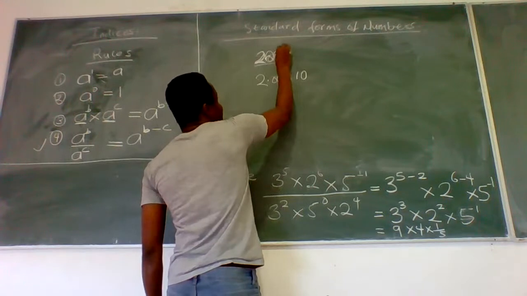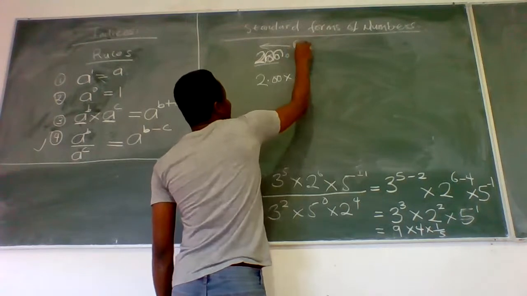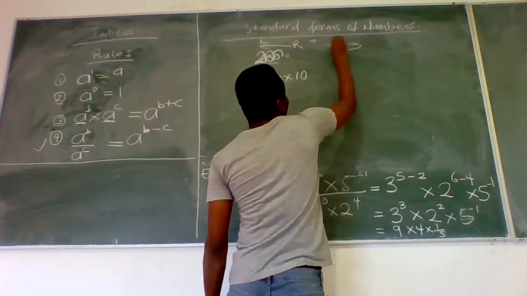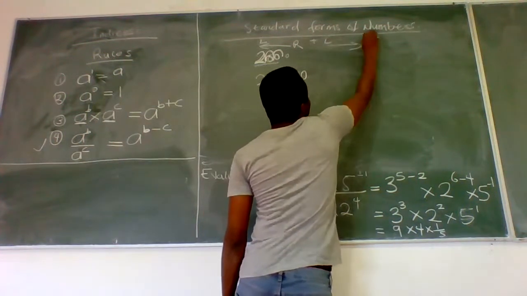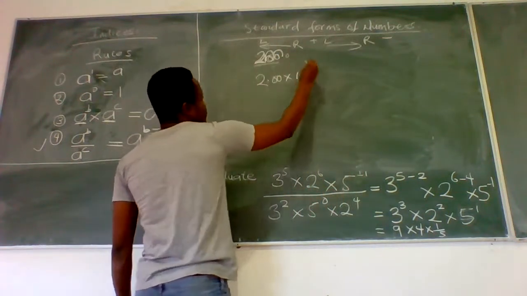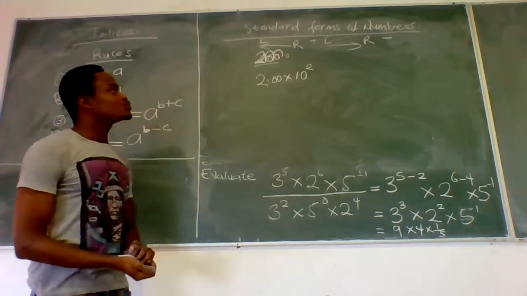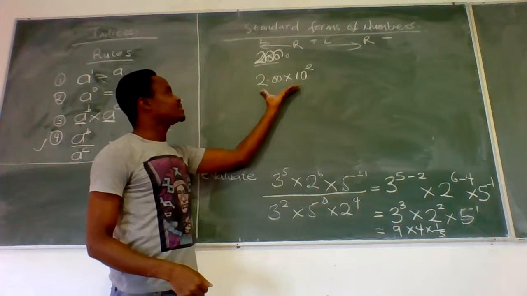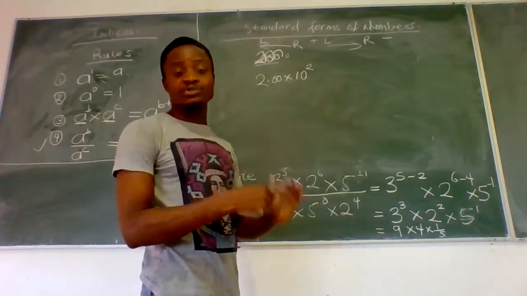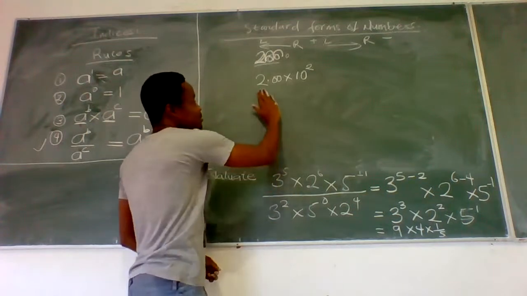So this one, how would it be? We move 1, 2. We have moved from right to left, and then it should be positive. And from left to right, we should get negative. So here we have positive 2 because we moved from right to left. So 200 can be expressed as 2.00 times 10 exponent positive 2. When you multiply this out, you get the same thing.